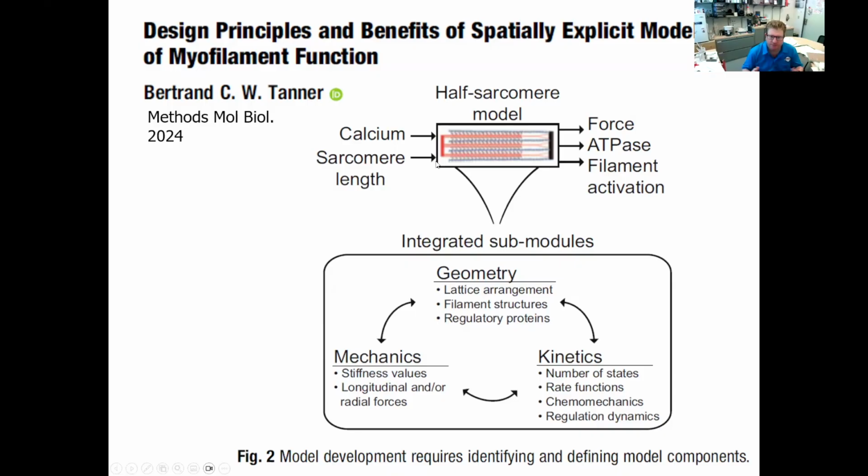So some of the inputs to that model would be perhaps calcium or sarcomere length, where you've got changes in the overlap. And some of the outputs you might be interested in modeling might be the force that's produced, or how fast actin and myosin are using ATP. So if you're interested in energetics, or maybe you're interested in how many cross bridges are bound, or how much of the thin filament is available for binding.